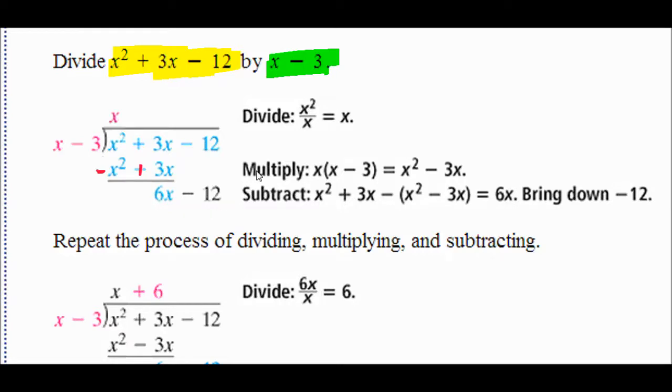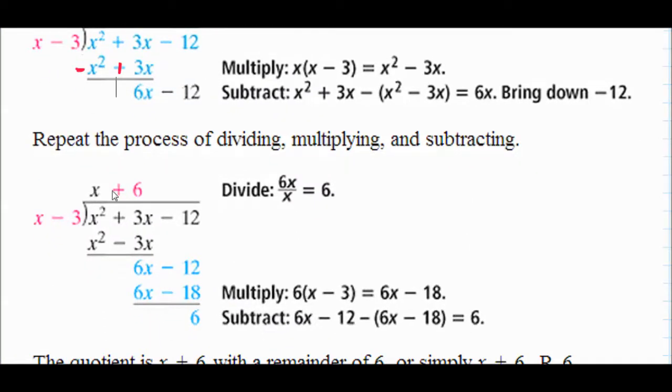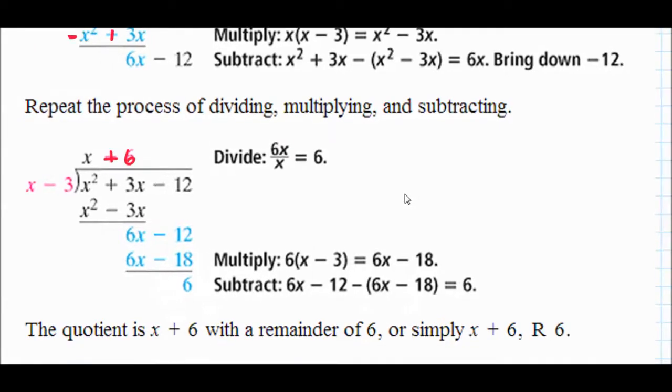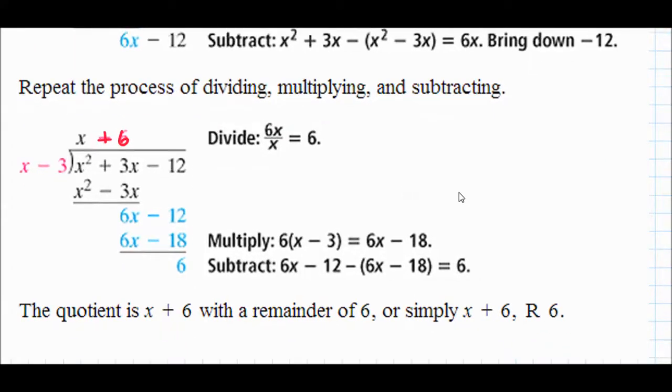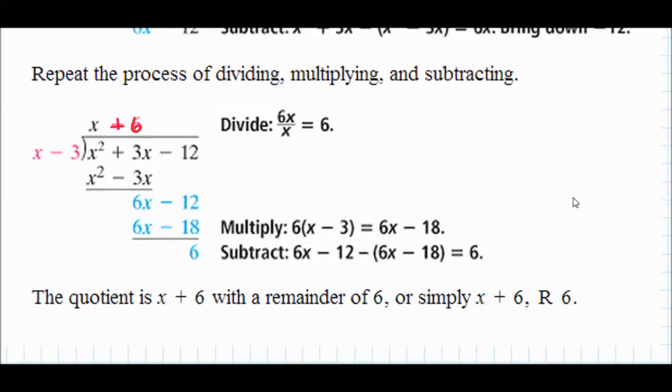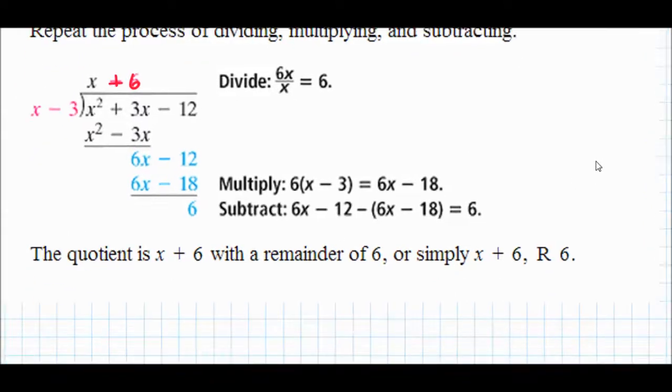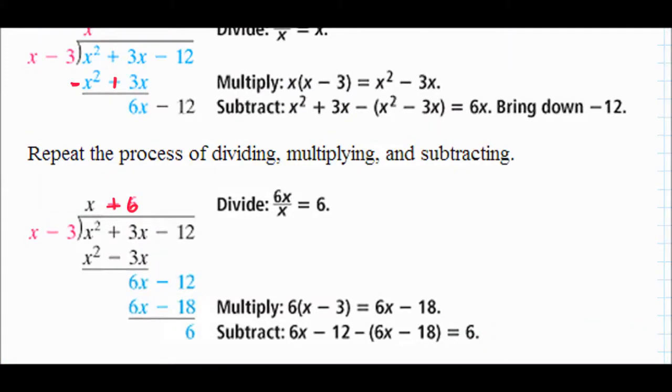The next step, we drop down the negative 12, and we add 6 to see what we can get. So 6 times x is 6x, so we'll put that right there. 6 times negative 3 is negative 18 right there. So we subtract them and we get a remainder of 6. So the quotient is x plus 6 with a remainder of 6. So it's not a perfect factor.